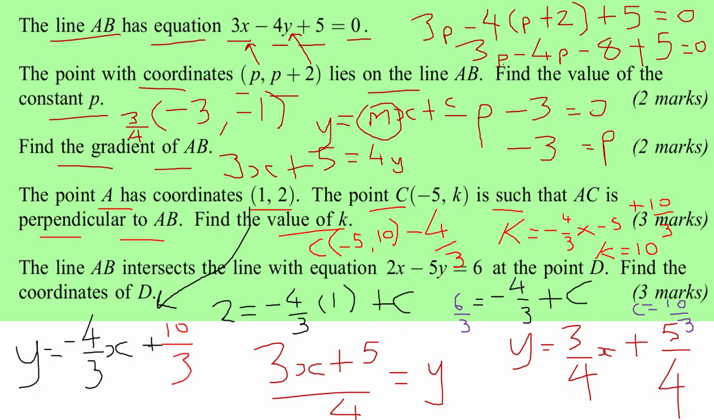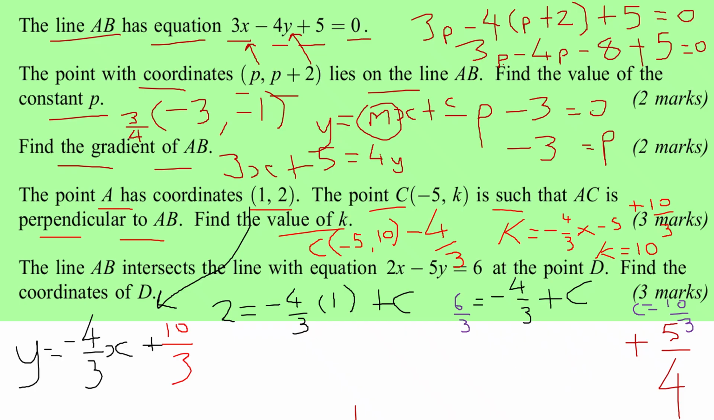Last point now. The line AB, which is obviously given in the earlier part of the question, intersects with the equation 2x minus 5y equals 6 at the point D. Find the coordinates of D. Well, we're going to solve a pair of simultaneous equations.